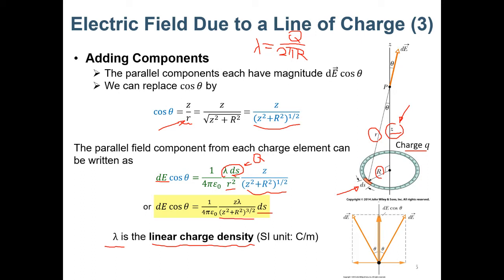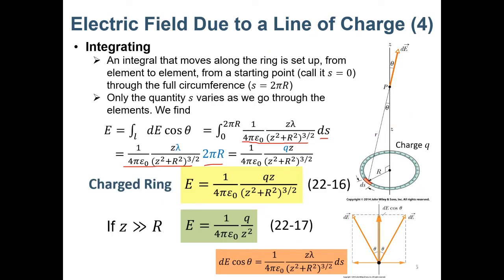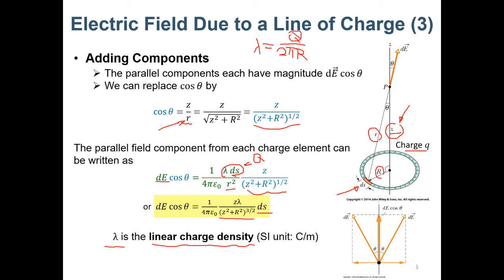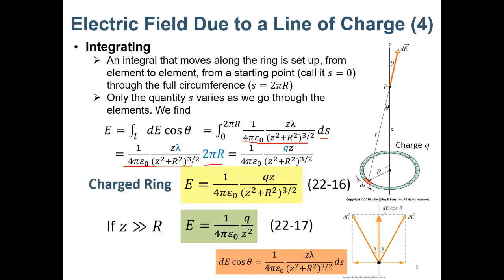Lambda equals Q over 2 pi R, which means that Q equals 2 pi R lambda. So this 2 pi R lambda becomes Q. Actually, this one should be small q rather than capital Q. So the green term becomes small q, like this. So the final answer is like this.